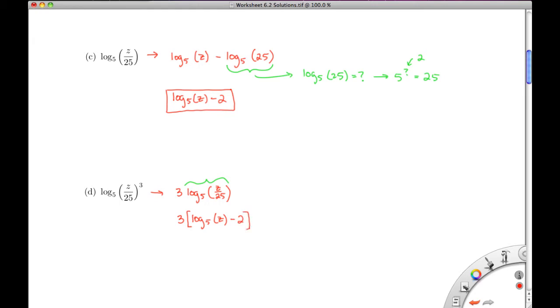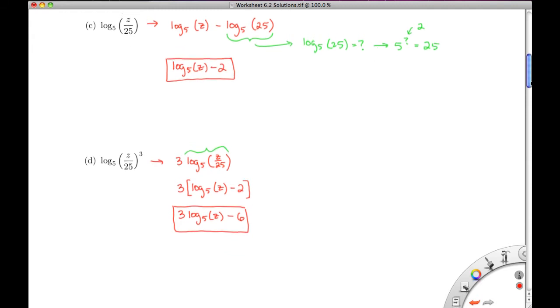And the reason that's important is because that 3 is actually going to have to be distributed to each of these two values. So the final solution here would be 3 times the log base 5 of z minus 3 times 2, which would be 6. So that would be our most simplified version of this problem here.